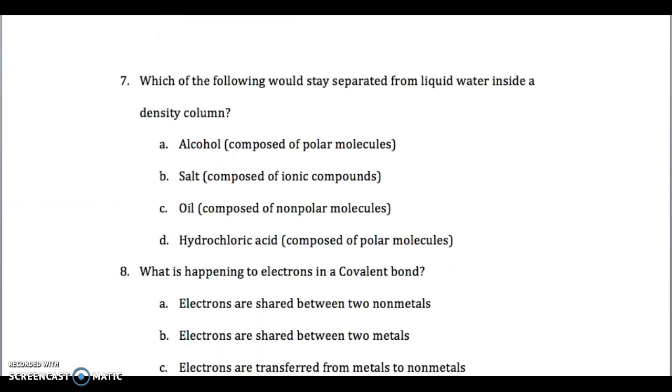Number 7. Which of the following would stay separated from liquid water inside a density column? A. Alcohol, composed of polar molecules. B. Salt, composed of ionic compounds. C. Oil, composed of nonpolar molecules. Or D. Hydrochloric acid, composed of polar molecules.